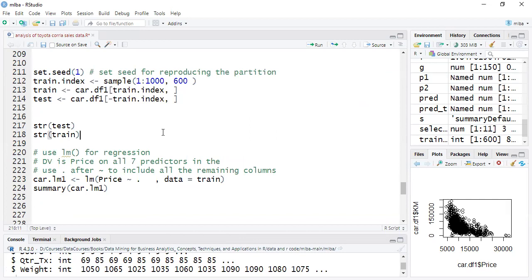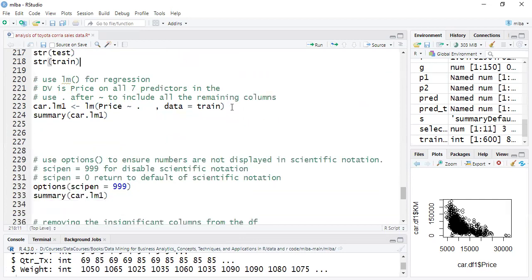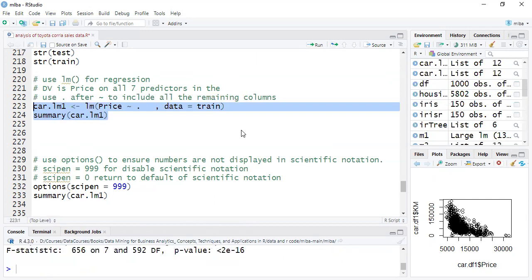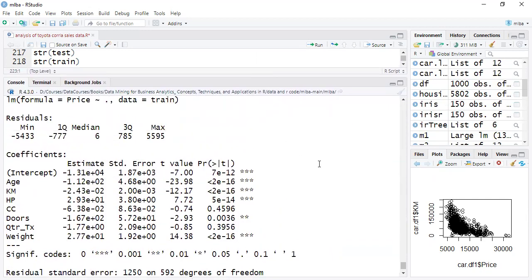Now I am going to summarize the segment, making the linear model. Making the linear model is a regression model. We have to mention the dependent variable and predictor, with dot indicating all predictors, and data equal to train data. I am using the train data to build the model, and the summary of the model will be shown in the output. This is the output.